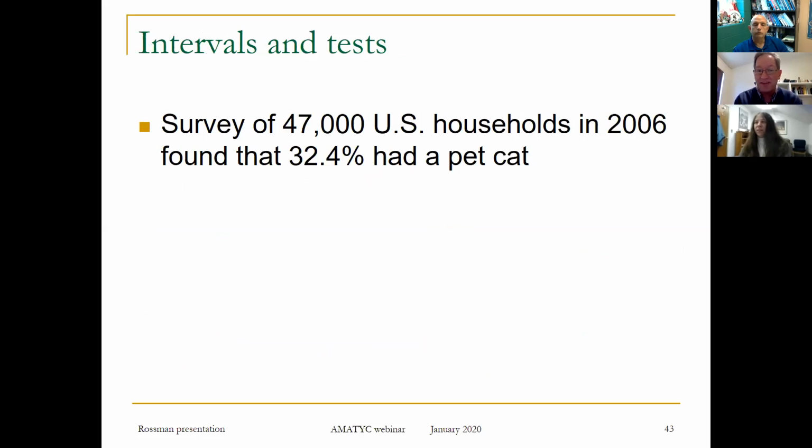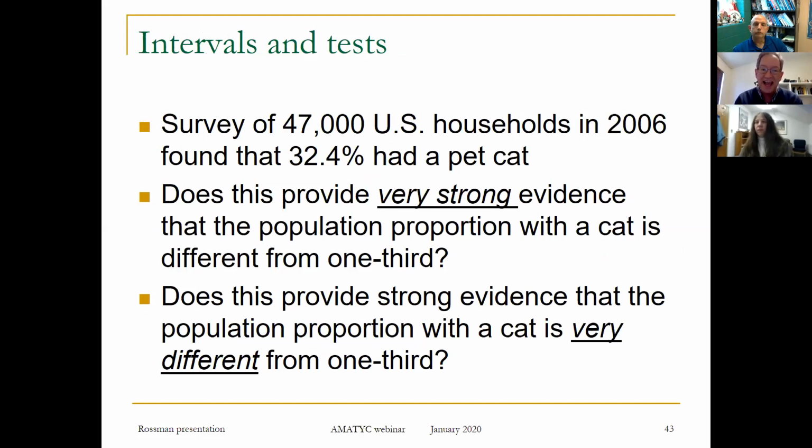Here's an example that talks about both intervals and tests. It deals with cats. That's one of the reasons I like this example. Survey of 47,000 households a while ago found that 32.4% had a cat. Here's the two questions I asked students. Does this provide very strong evidence that the population proportion with a cat is different from a third? Does this provide strong evidence that the population proportion with a cat is very different from a third?